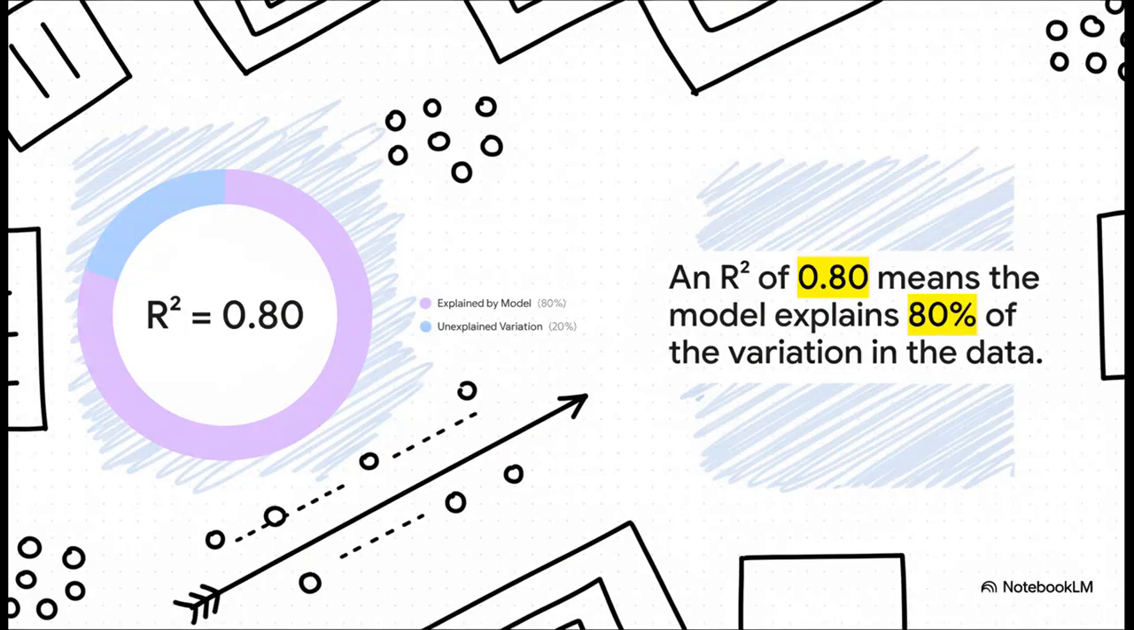So let's say you build a model and you get an R-squared of 0.80. What does that actually mean? It means that your model, just by looking at one variable like square footage, can explain 80% of the reason why house prices are what they are in your data. The other 20%? Well, that's just stuff your model doesn't know about. The neighborhood, the age of the house, if it has a nice backyard. It's a fantastic at-a-glance way to see how much of the story your model is actually capturing.